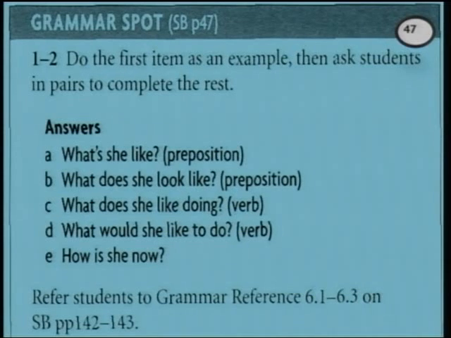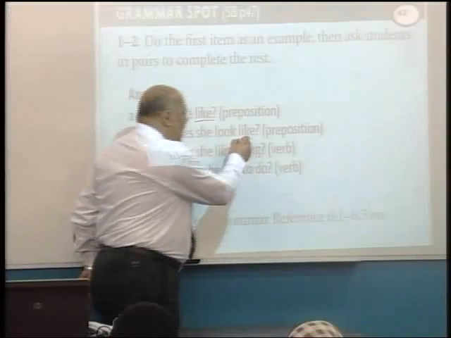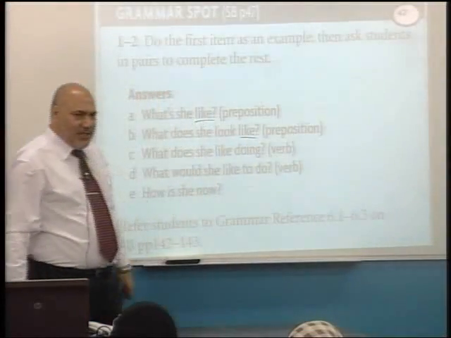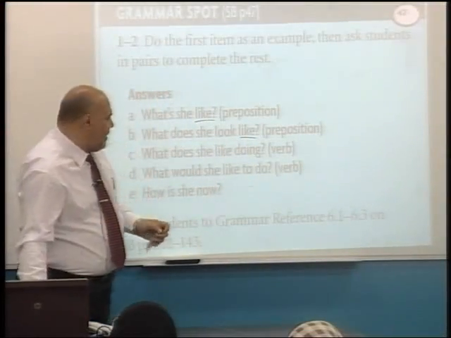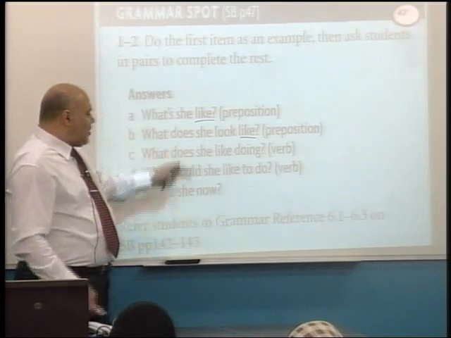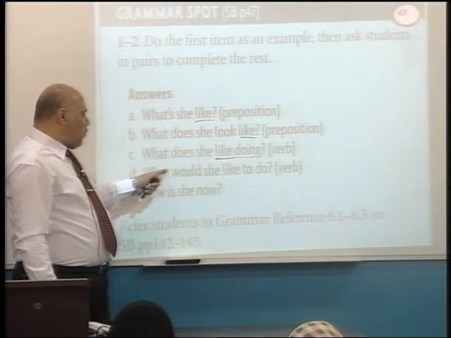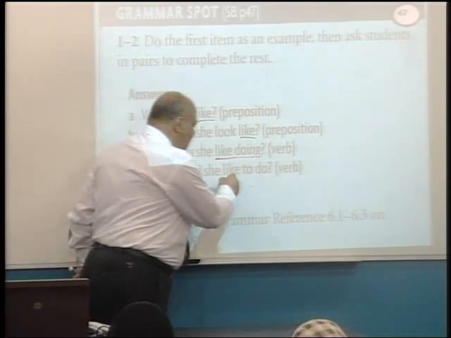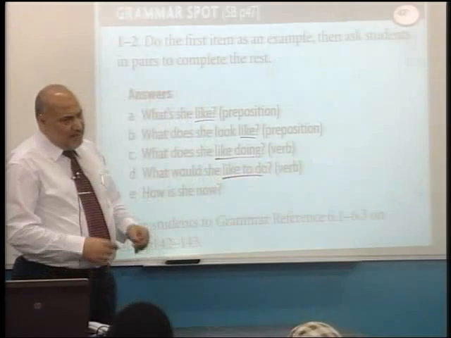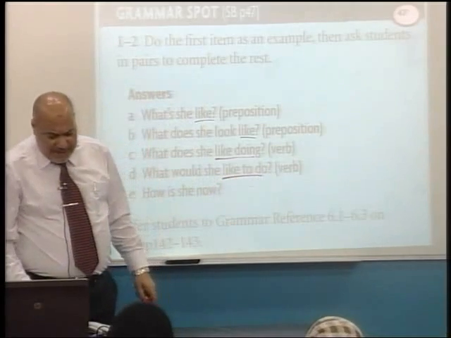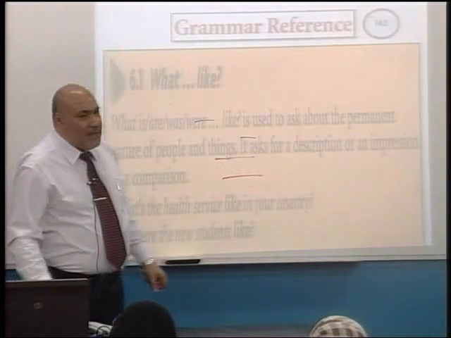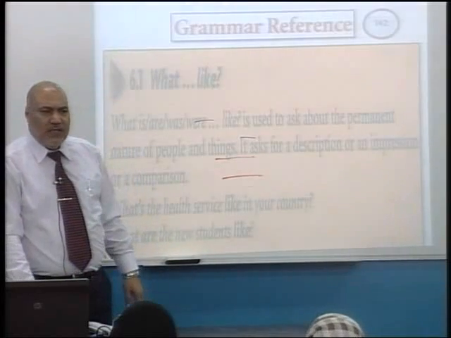What she like, dislike is a preposition. What does she like? What does she look like? Dislike is a preposition. And here, what does she like doing? A verb. What would she like to do? Like to do? A verb. Also page 142.